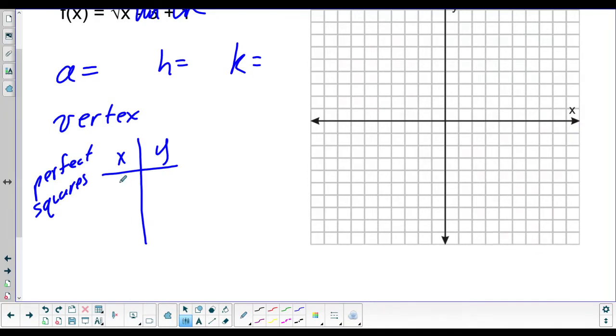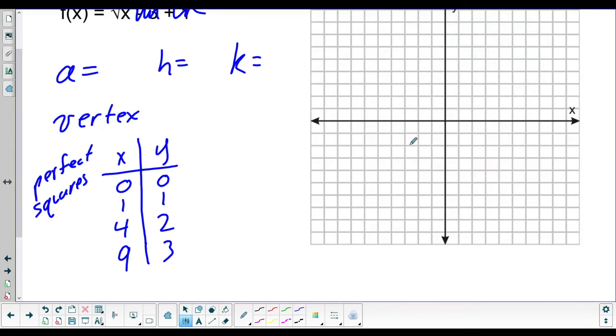So the perfect squares are 0, 1, 4, 9. And then y is just what happens when you take the square root of that x value. So the square root of 0 is 0. The square root of 1 is 1. The square root of 4 is 2. Square root of 9 is 3.